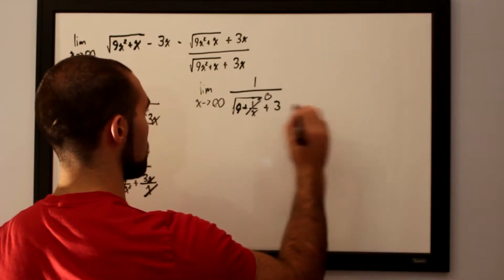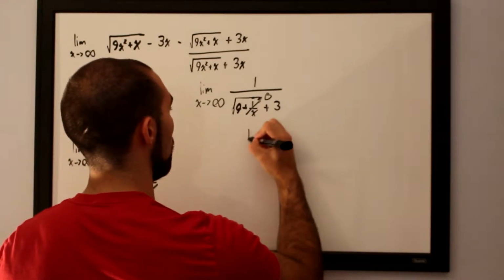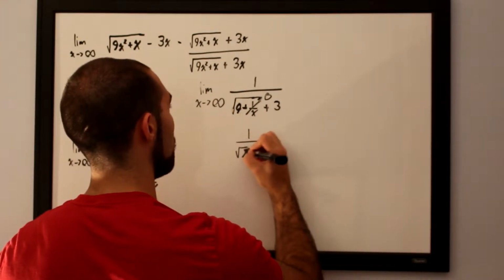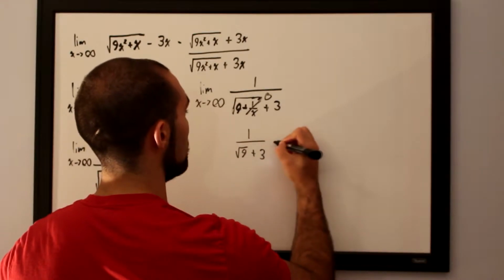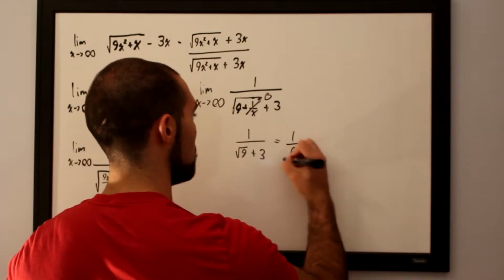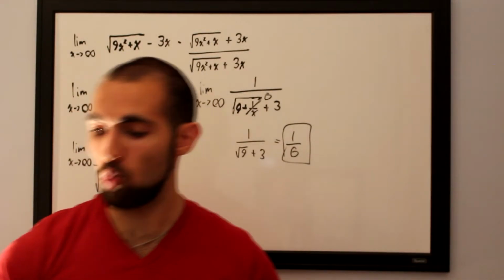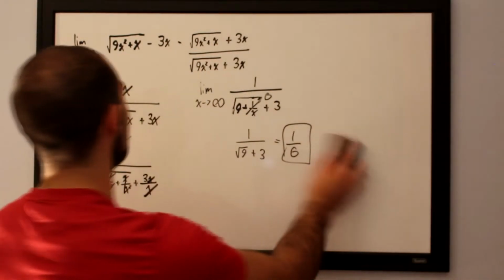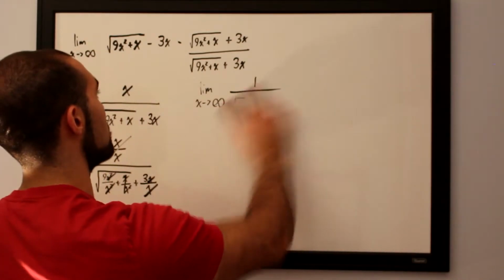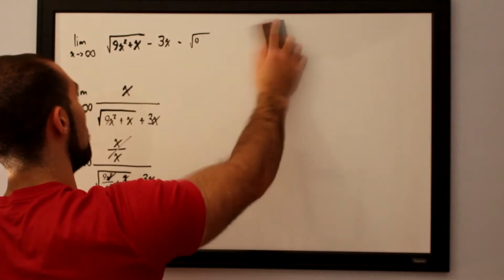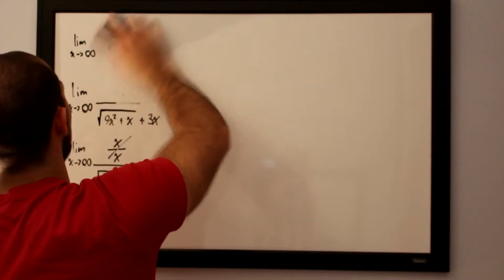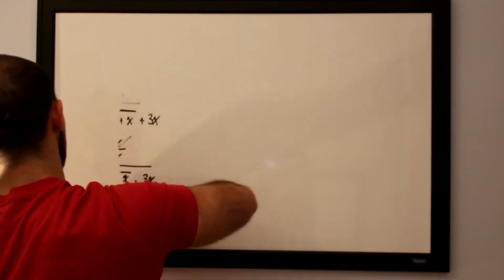So the limit as x approaches infinity is simply going to be 1 over the square root of 9 plus 3, which is just 1/6. So the limit as x approaches infinity for that function is 1/6. And we can tell right away simply by looking at the highest power in the numerator and the denominator. Look at their coefficients, and you can tell right away that it's going to be 1/6.